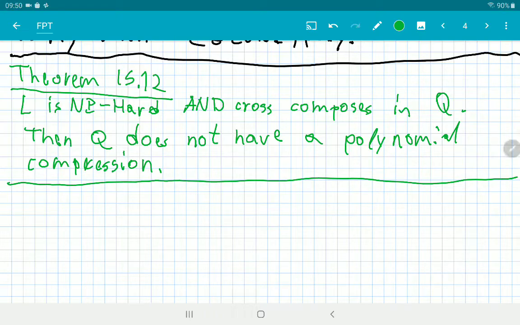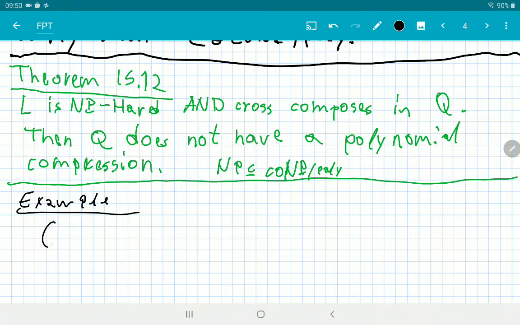And here, does not have means that if it does, then we get that NP is contained in coNP/poly, which we said is unlikely. Okay. So, let's give an example. It's kind of a trivial example.